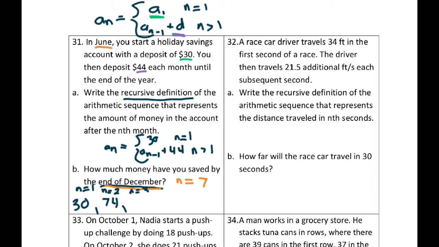And then we just continue this pattern. So when n equals 3, n equals 4, n equals 5, n equals 6, going to the next one, n equals 7. So I'll have 118, 162, 206, 250. And in the 7th month, we should have $294 in there.